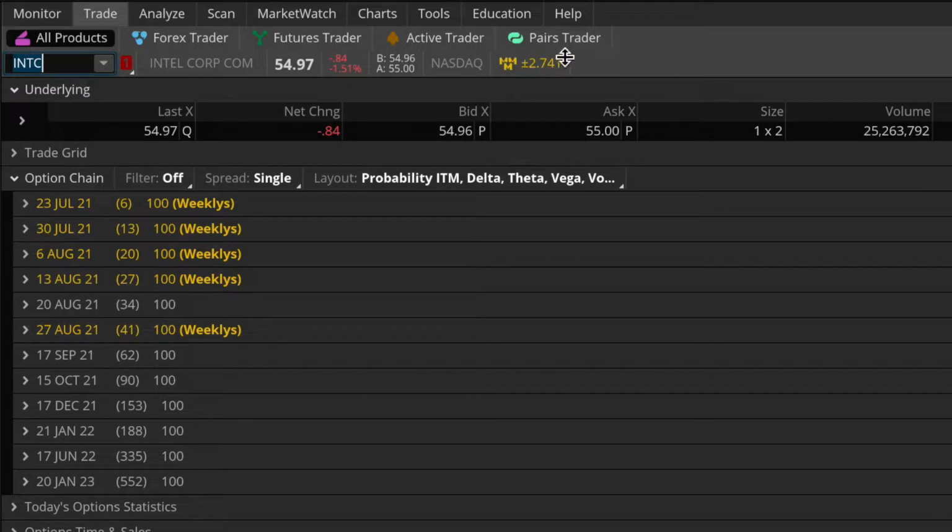So in the case of Intel here, you can see the expected 1 day move is plus or minus, up or down basically, $2.74. And this expected move, this expected price range basically, is based on the implied volatility of the stock, right?